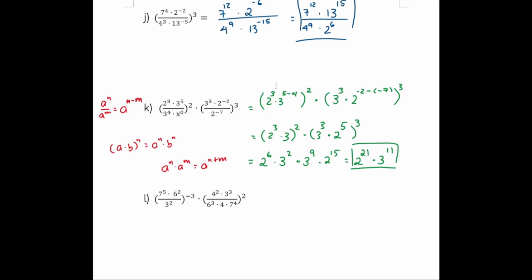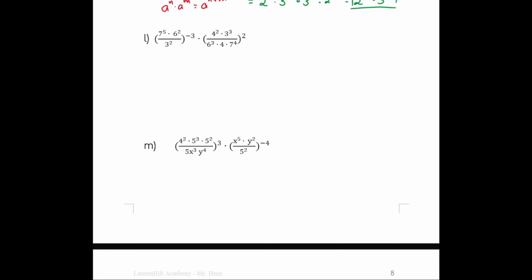Now, let's look at L. So to start L off, I'll notice that here we've got 4 to the 2, and here we've got 4 to the 1. So we can just use this kind of division rule that we had before: a to the n over a to the m is equal to a to the n minus m. So that will help simplify a tiny bit.